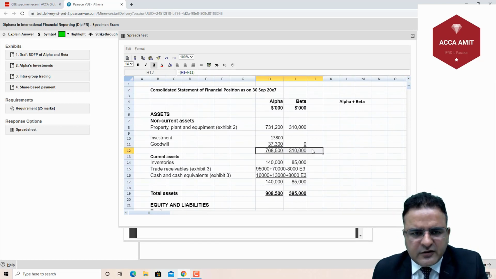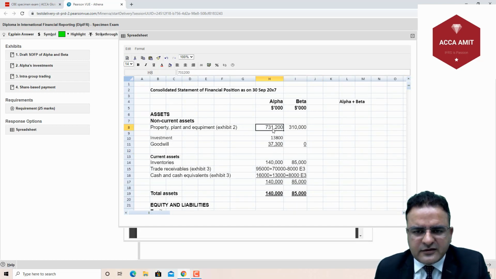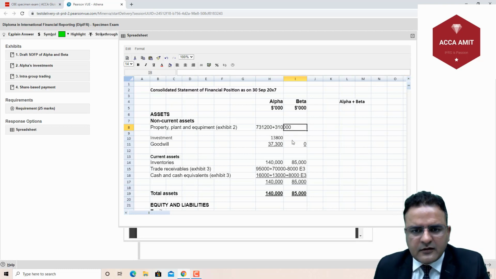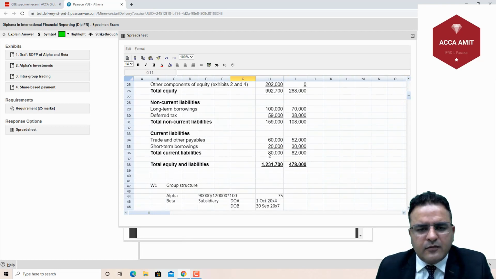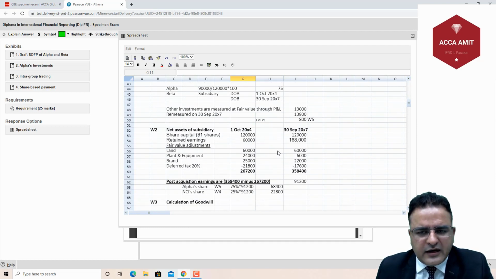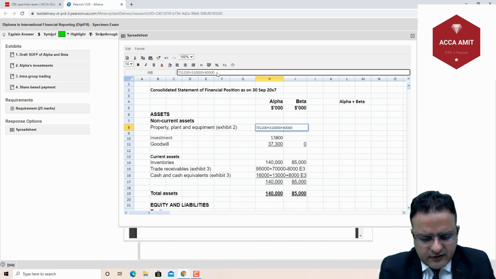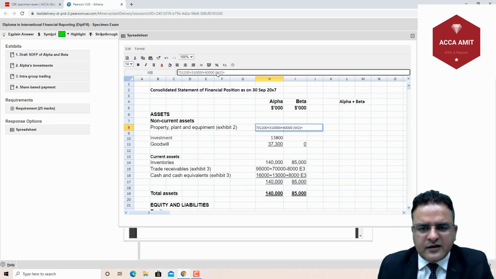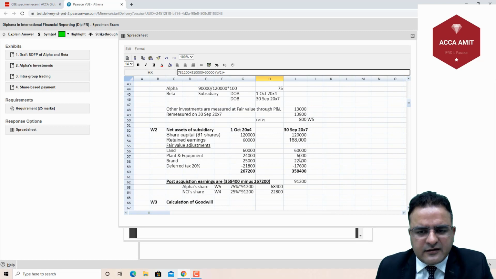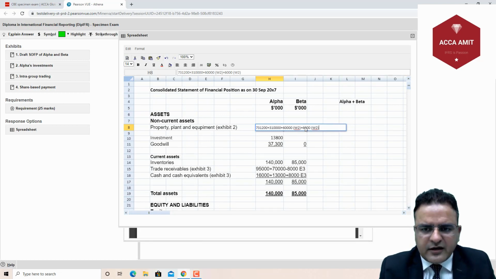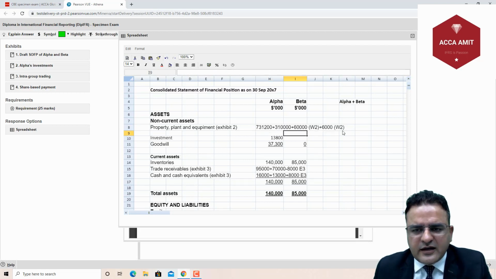Remove these totals because these are going to change now. Property, plant and equipment will be 731,200 plus 310,000 in it. The amount which was included in working note number 2 for land, 60,000, will be added on the date of balance sheet, that is 30 September 2007. Land is added at 60,000. So 731,200 plus 310,000 plus 60,000, and we can mark it as working note number 2, plus plant and equipment as 6,000 again from working note number 2. 60,000 is for land, 6,000 is for plant and equipment.